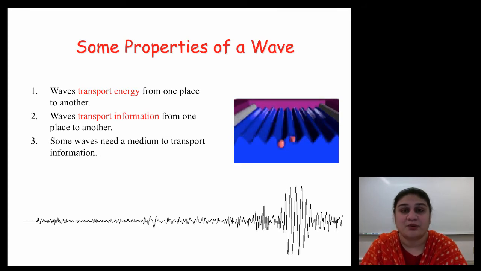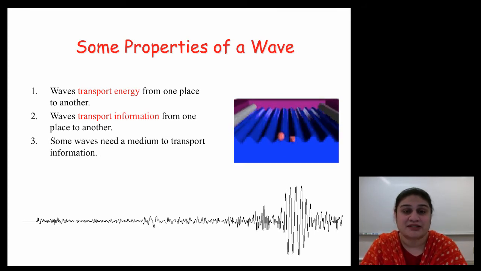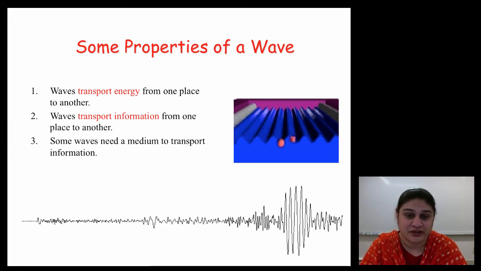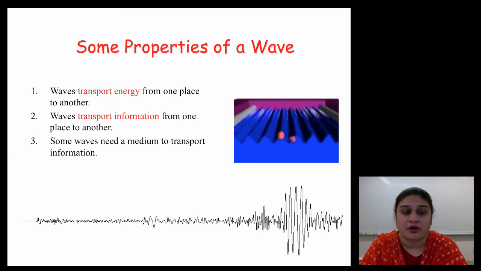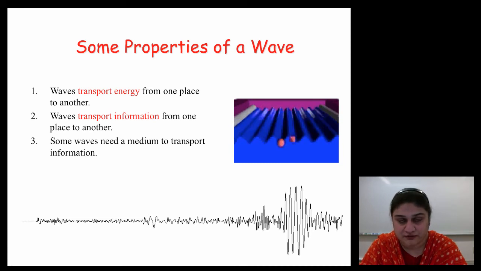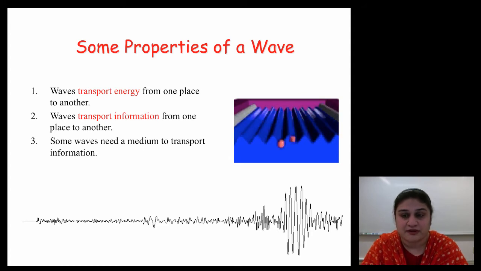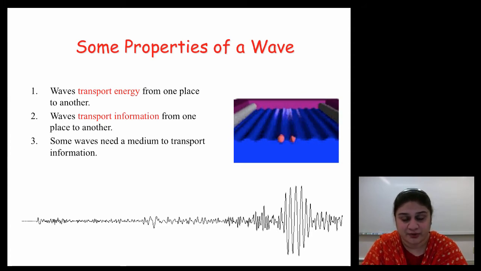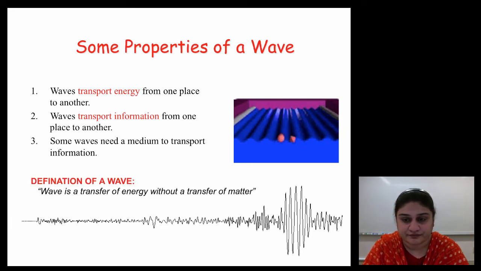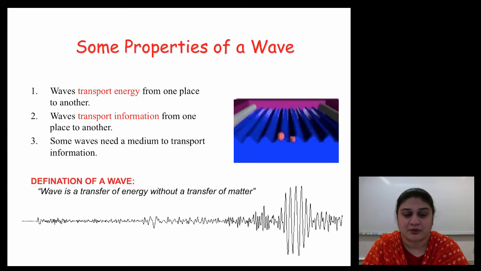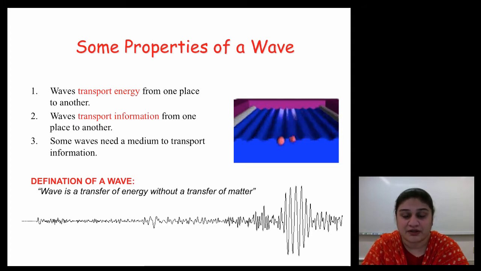So in order to define what a wave is, we need to look at some properties of a wave. All waves transport energy from one place to another. All waves transport information from one place to another. Some waves need a medium to transport this information. Note, the medium itself will not transport with the wave. So the definition of a wave is a transfer of energy without transfer of matter.